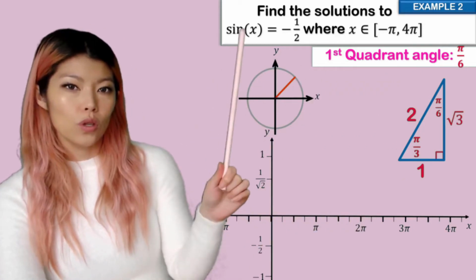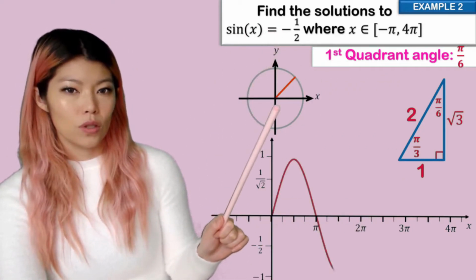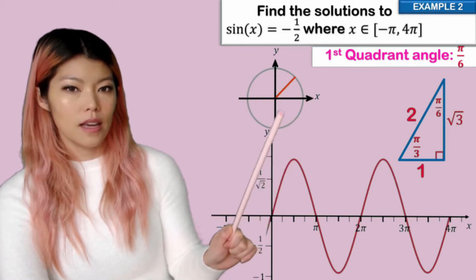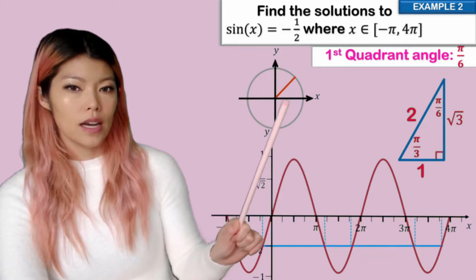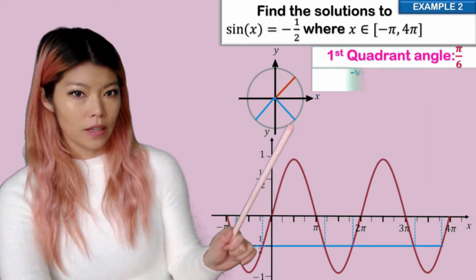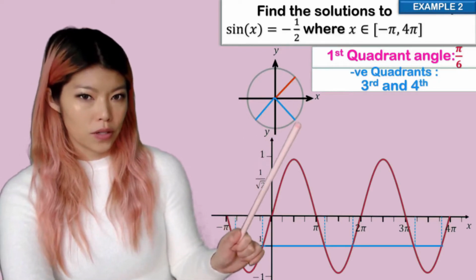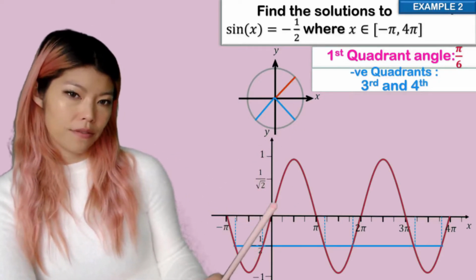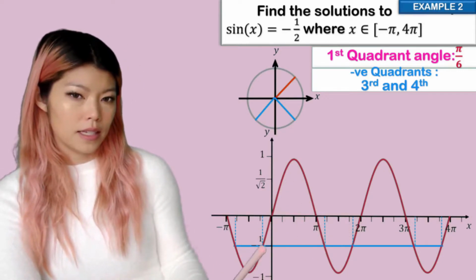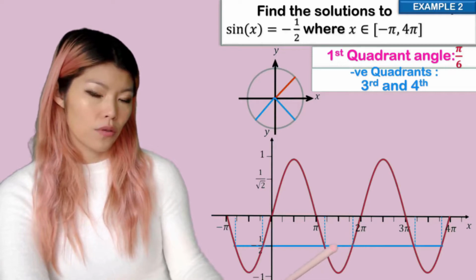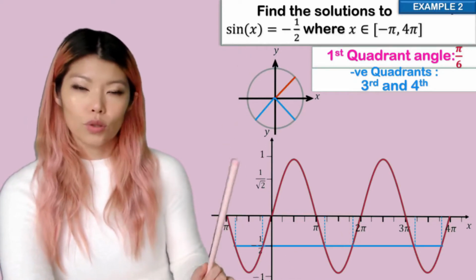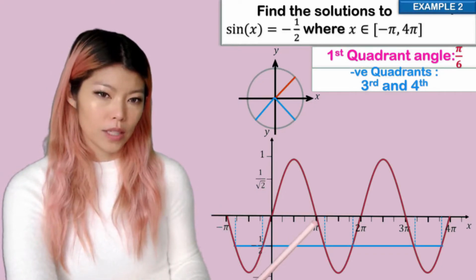Step number 2, we're looking at negative. So we're looking at ASTC, All Students Take Calculus. So sine is negative here and here, or quadrant 3 and quadrant 4. So we need quadrant 3 and quadrant 4 angles. And just look at the graph. First, second, third quadrant and fourth quadrant. Sine is negative a half in the third and fourth quadrant. So we're looking at these 2 solutions first. Just check the period is still 2 pi. Okay, so we're looking at that one.